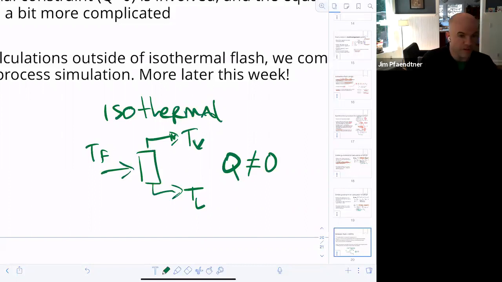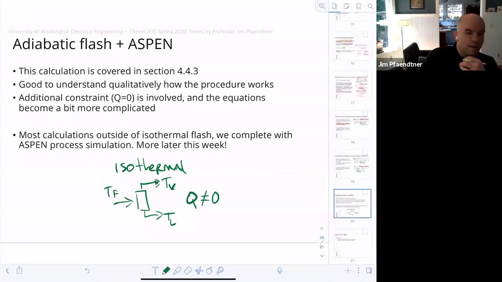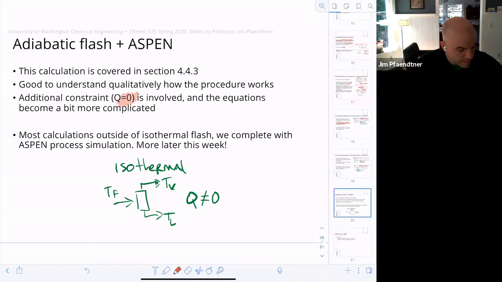There could be cases in which Q is effectively zero because of the composition, et cetera. But there are examples in which we operate the flash adiabatically. In that case, the flash drum is totally insulated. There's no heat transfer in or out to the environment. As a result, this additional constraint of Q equals zero becomes a factor. And then the equations become much more complicated, to the extent that we're solving for the temperature of the flash drum as well as the value of psi, V over F. So there are two unknowns and you get an extra equation. I'll refer you to section 4.4.3 in your book, where those equations are.